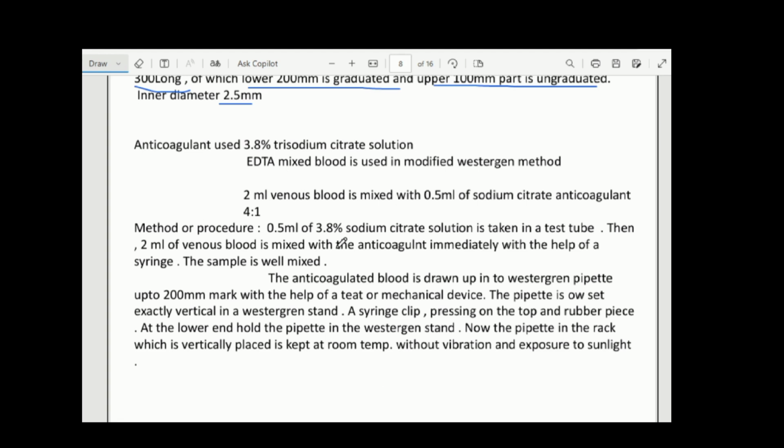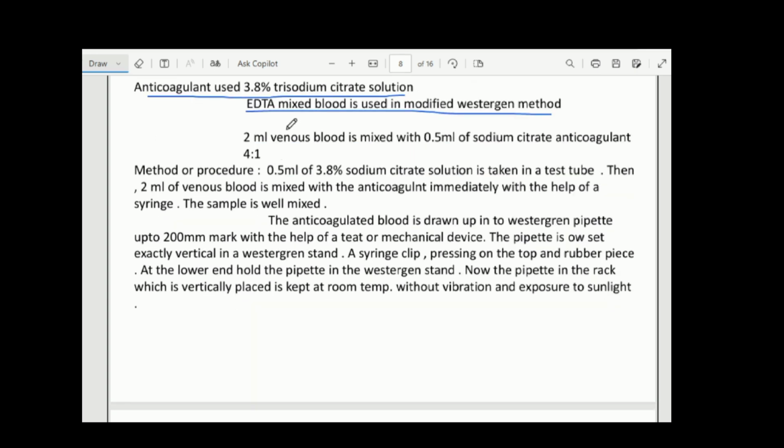We put the blood into it, but before that, an anticoagulant has to be used. The anticoagulant used is 3.8% trisodium citrate solution. EDTA mixed blood is also used in the modified Westergren method. What will be the ratio of blood to this trisodium citrate solution for ESR? That is 4:1.